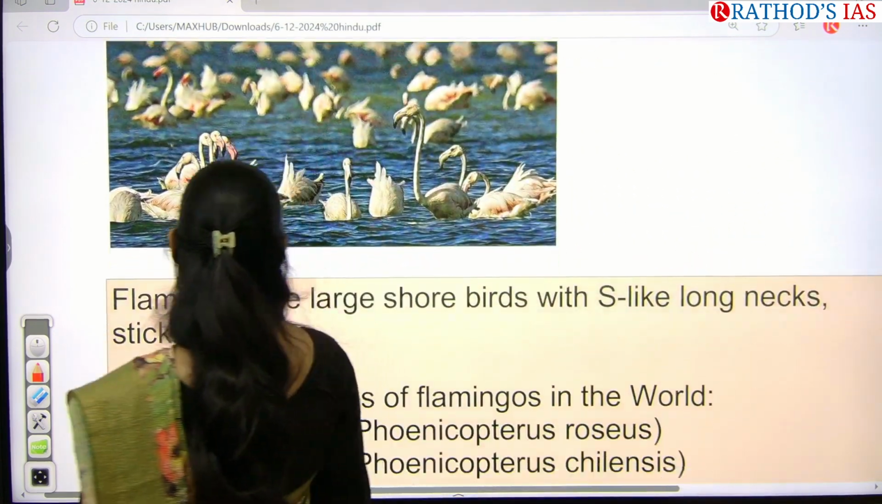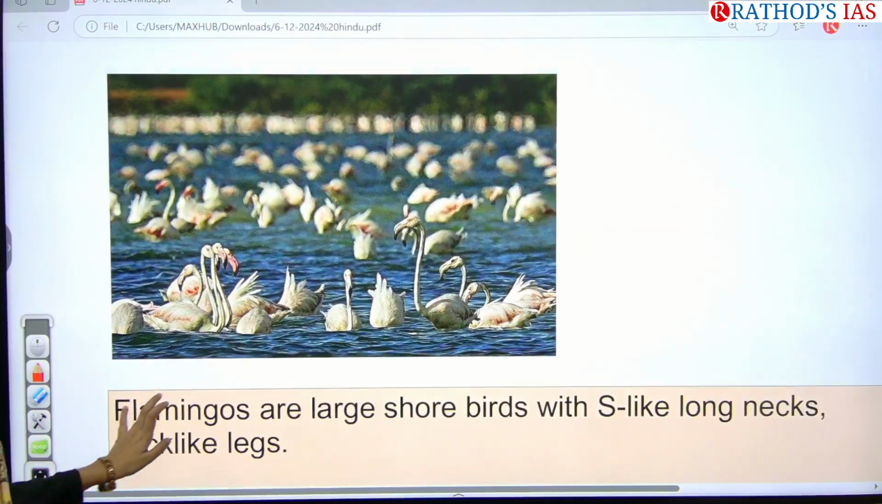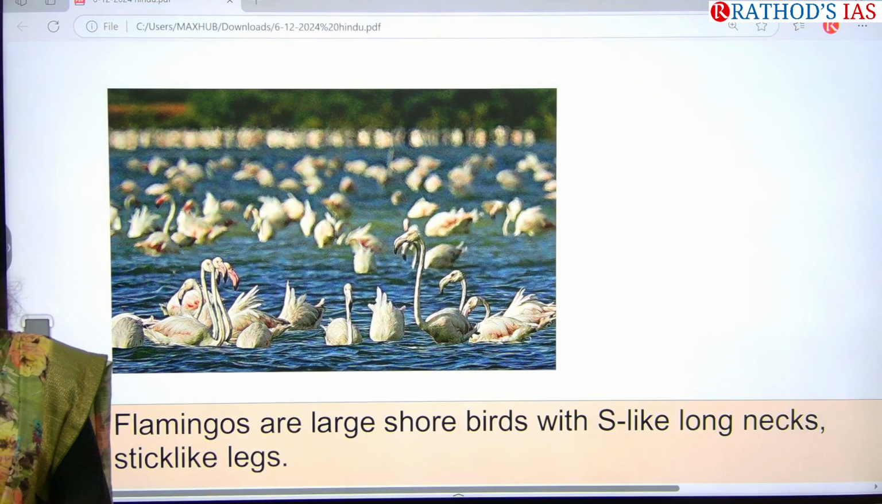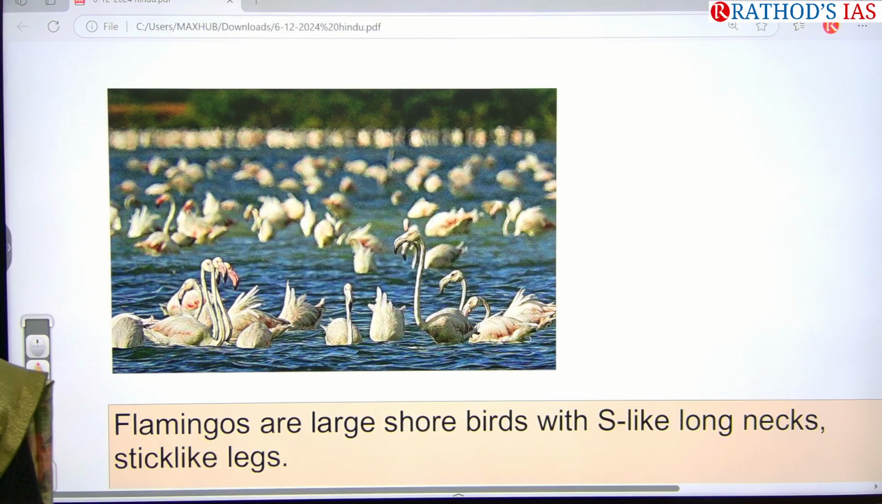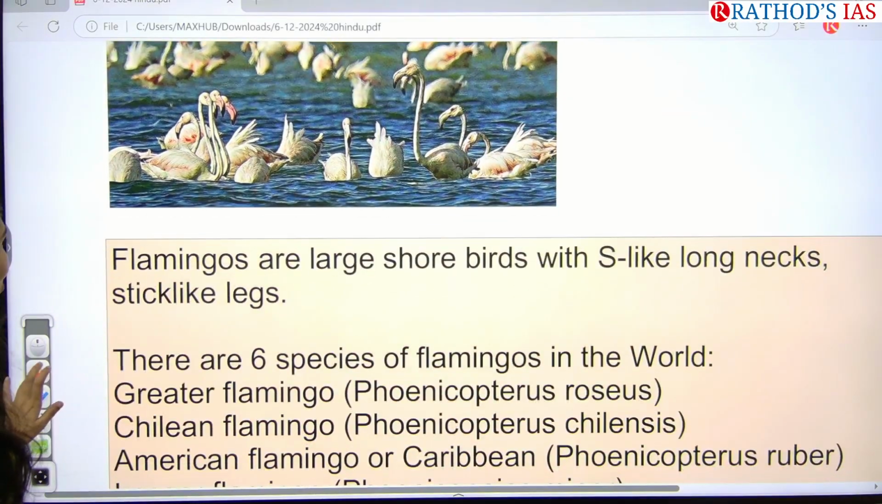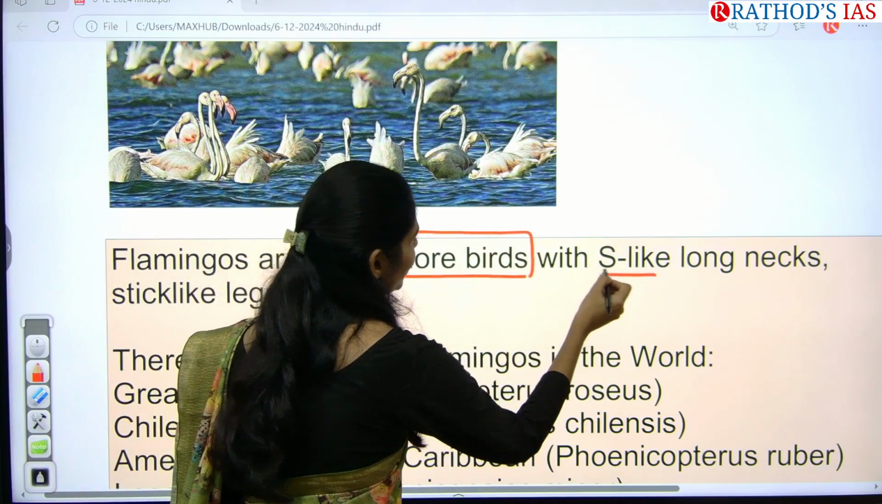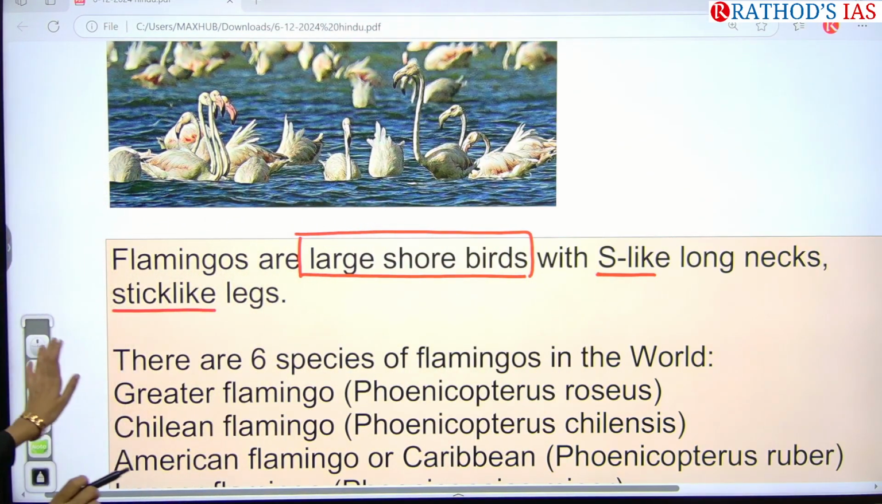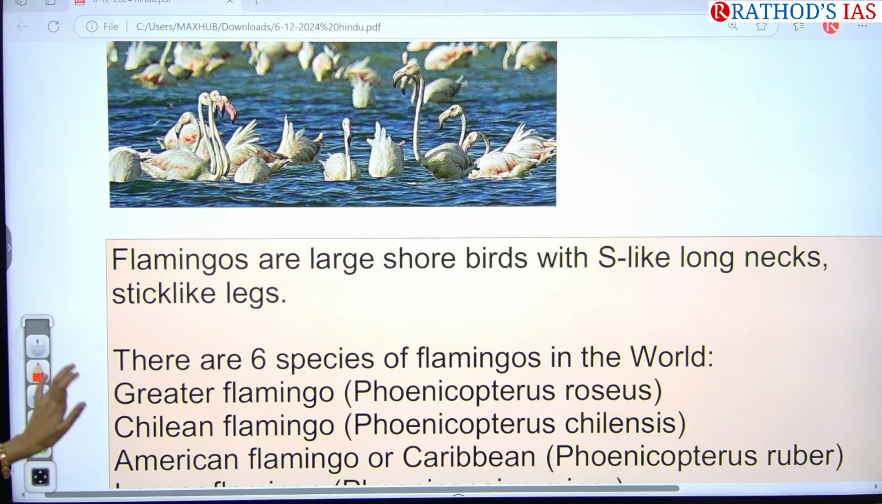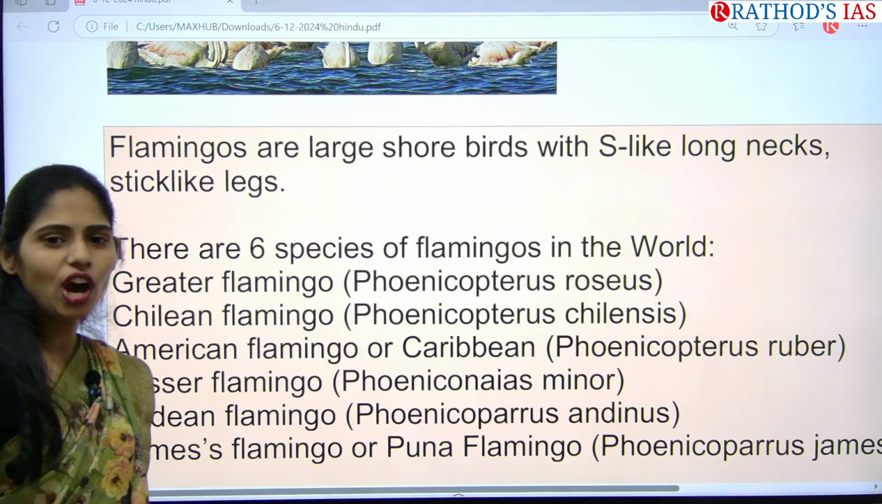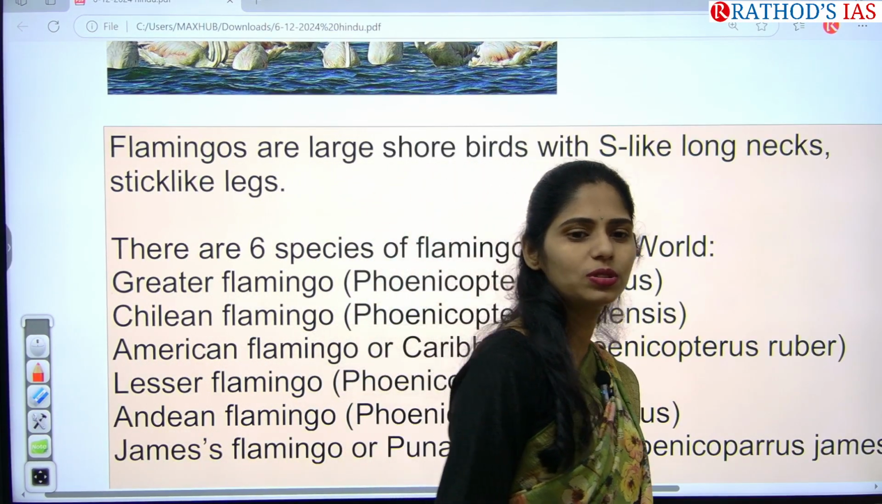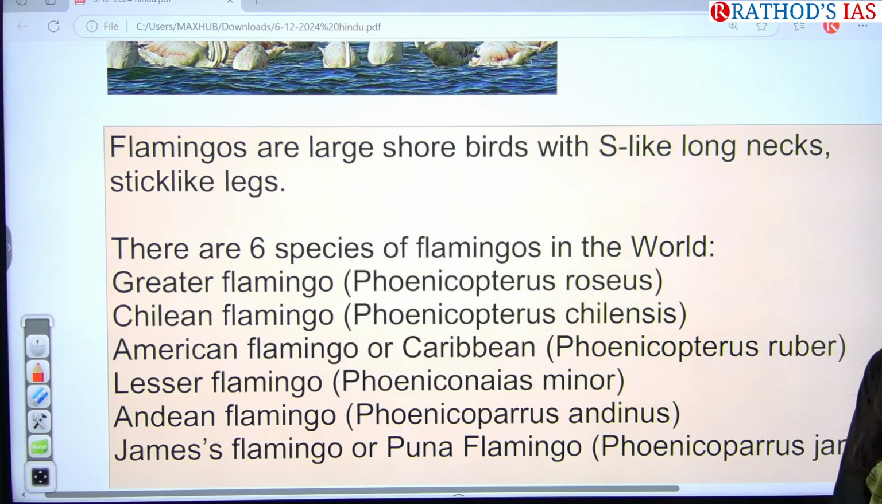Okay, so what is the specialty of these flamingos? Do you know anything regarding these flamingos? Where is it coming from? Okay, red color beak. Okay, next, what about the neck? Long neck, S-shaped neck. Okay, so flamingos are large shore birds, and they have long necks and stick-like legs. In the world, there are 6 species of flamingos. Out of the 6 species, in India we have 2 species, that is greater and lesser flamingos.